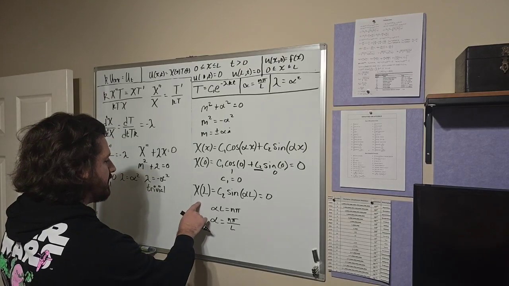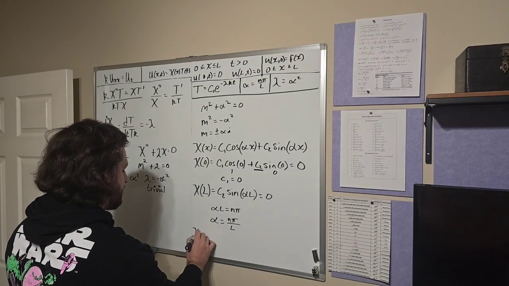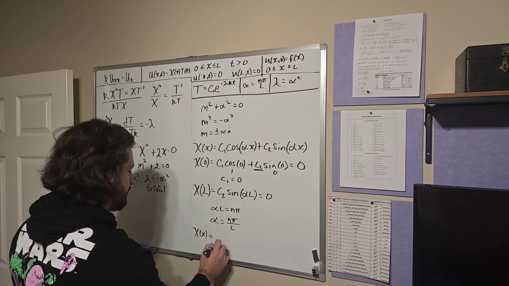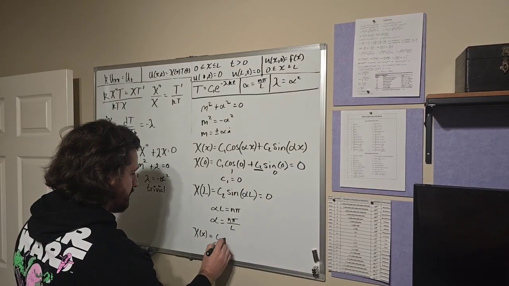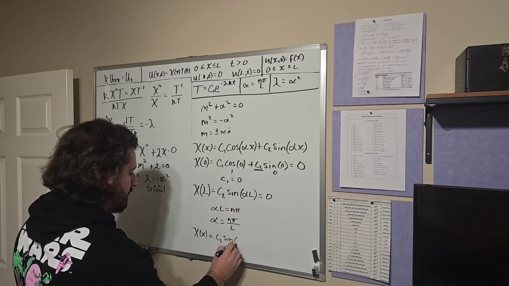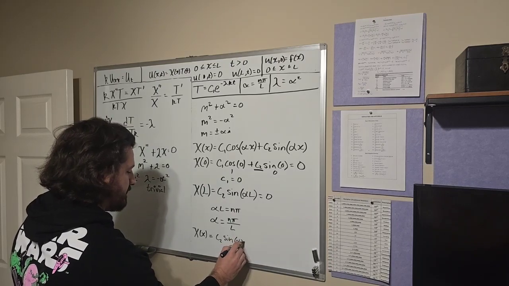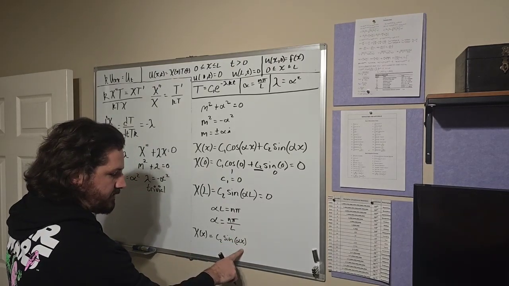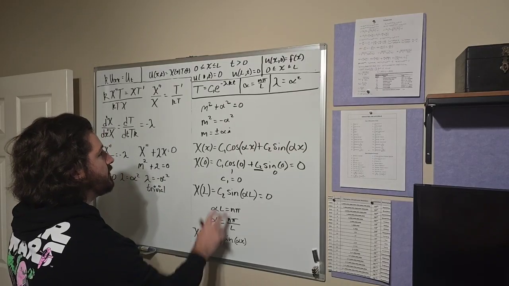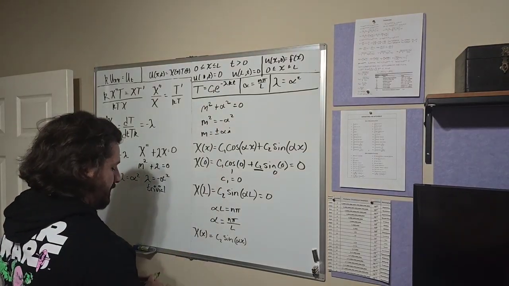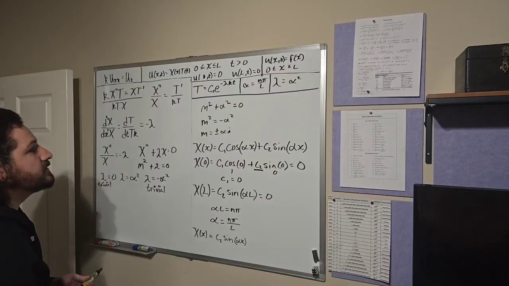So now we can take our capital X, little x, which is equal to some constant times sine of alpha x. And that's our x equation here. So we're going to multiply this x equation by our t equation in the next step, but I'm going to clear myself some space to do that.